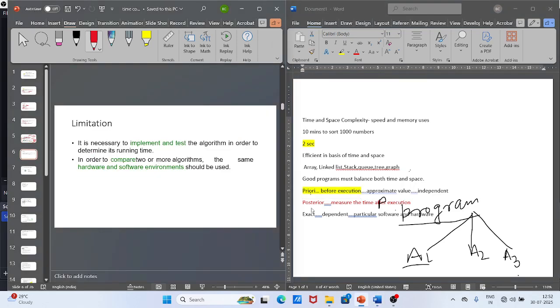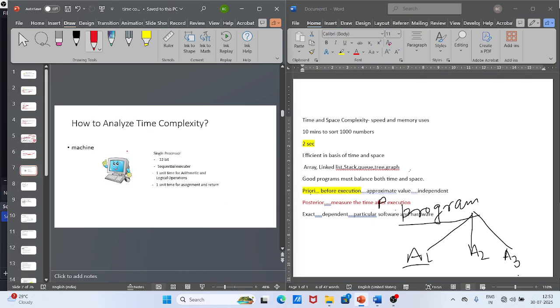So these are the limitations. I just said that in a posterior it is necessary to implement and test the algorithm in order to determine its running time. In order to compare two or more algorithms, the same hardware and software environment should be used in case of posterior. Okay. Now then, how to analyze time complexity? How to assume, how to take the approximate value.